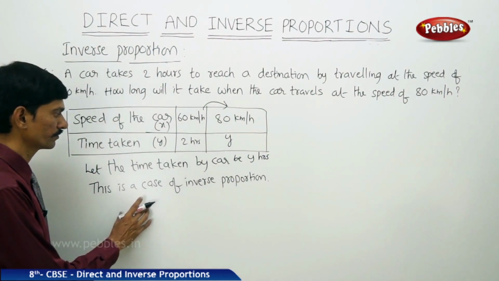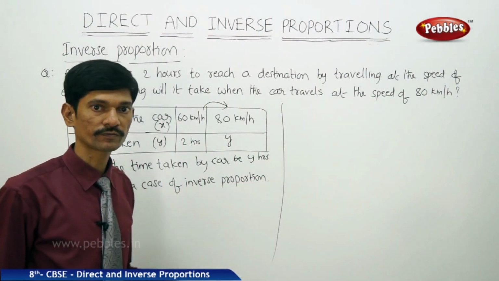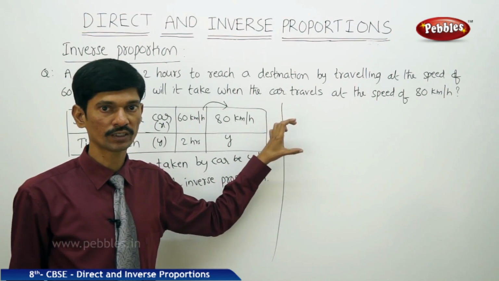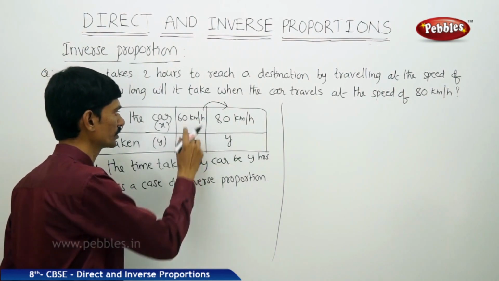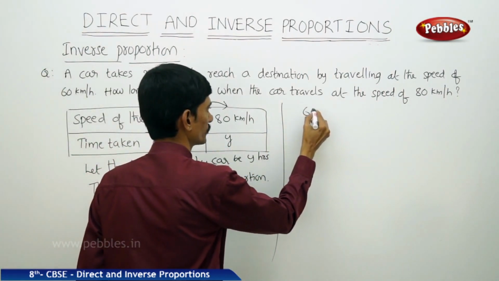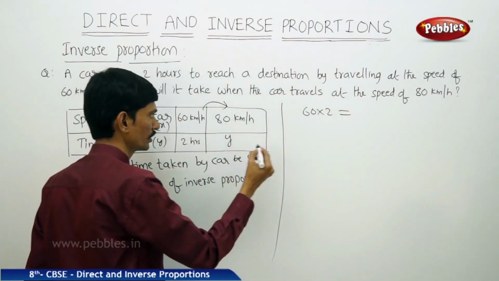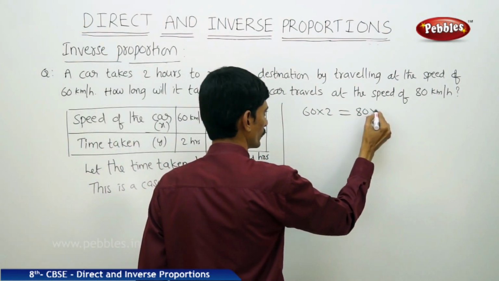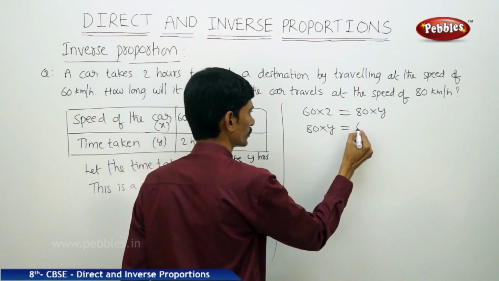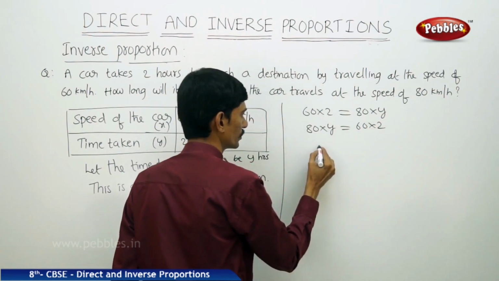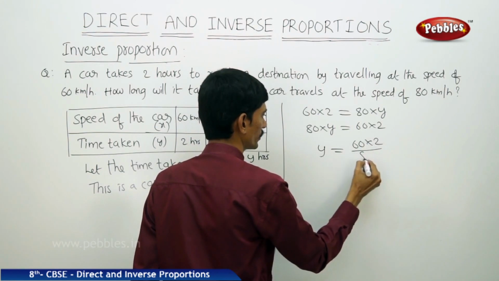Now this is a case of inverse proportion. So we know that in inverse proportion the product of two quantities remains a constant. So in this case the product of these two quantities in the first case, 60 into 2, equals the product of the two quantities in the second case, that is 80 into y. So then we can write that 80 into y equals 60 into 2. Then this implies y equals 60 into 2 by 80.